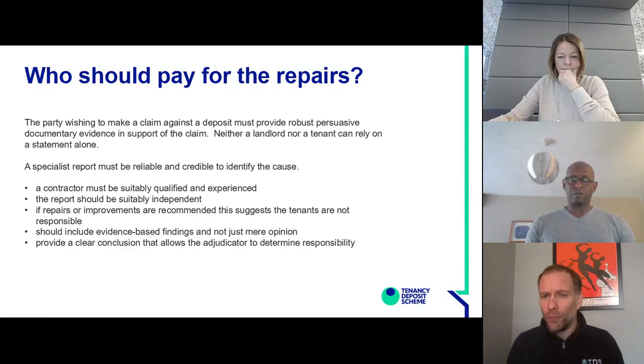If it just leaves it open-ended, or if it says it could be a combination of things, again, it's going to be very difficult for us to say it's the tenant's fault. We're going to need some form of conclusion where the adjudicator can reliably say, on balance, this seems to be because the tenants failed to open the windows for long enough, run the heating for long enough, and were regularly drying clothes in the property.